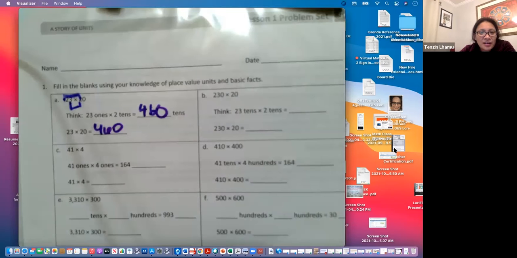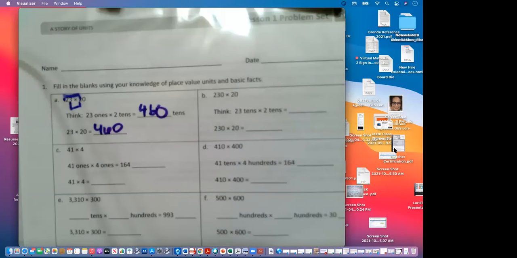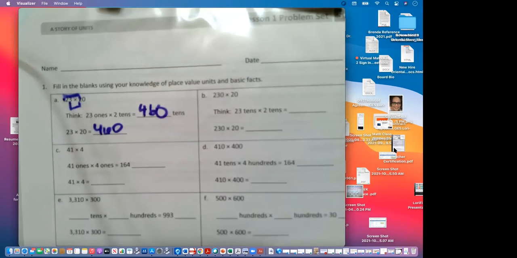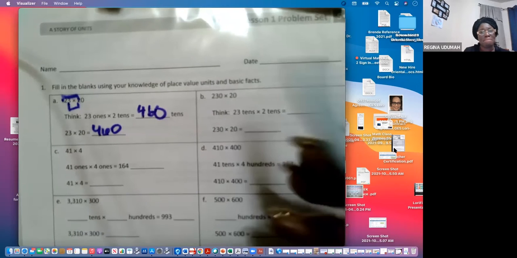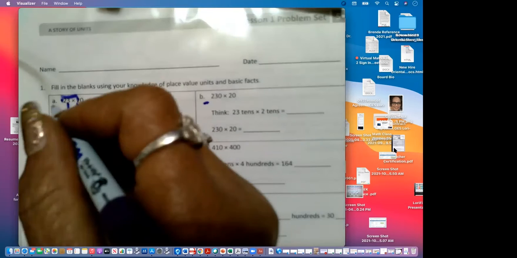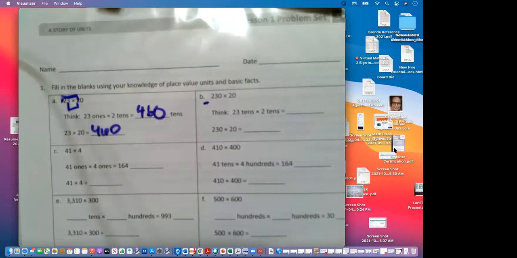Andrew, did you see how I did that? Or I can just double 23. 23 twice is 46, add a 0. What about this one? You all work this way, 230 times 20. It's the same as this problem. This problem was 23 times 20. This problem is 230 times 20.